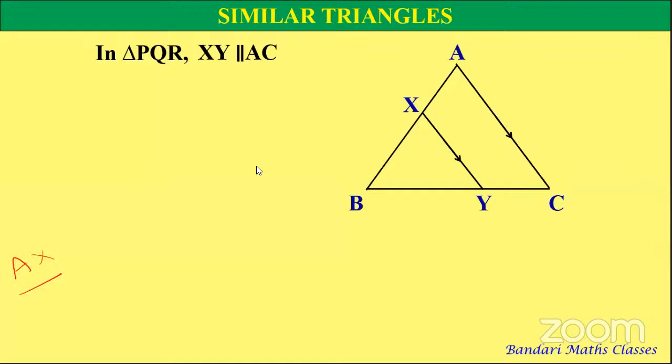Nagaraju. Sir. Tell me. AX by XB. AX by XB. Very good. Is equal to B by BY. YC. Are you right?